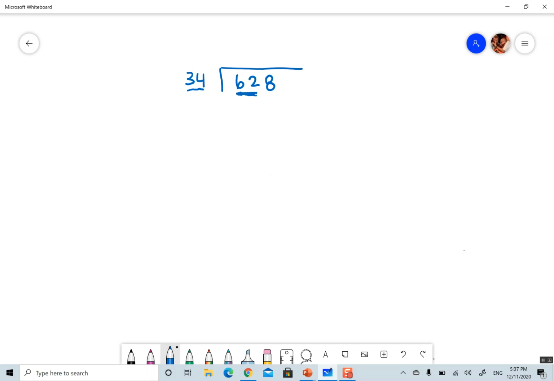But then I go a little bit farther, and I see that 34 goes into 62. And a good estimate for how many times that goes in is to look at the 34, look at the 3, and see that 3 goes into the 6 twice. So I'm going to guess 2 times for 34. And if I multiply my 34 times the 2, that's going to give me 68, which is too big. Okay, so I'm making an estimate based on these first digits.